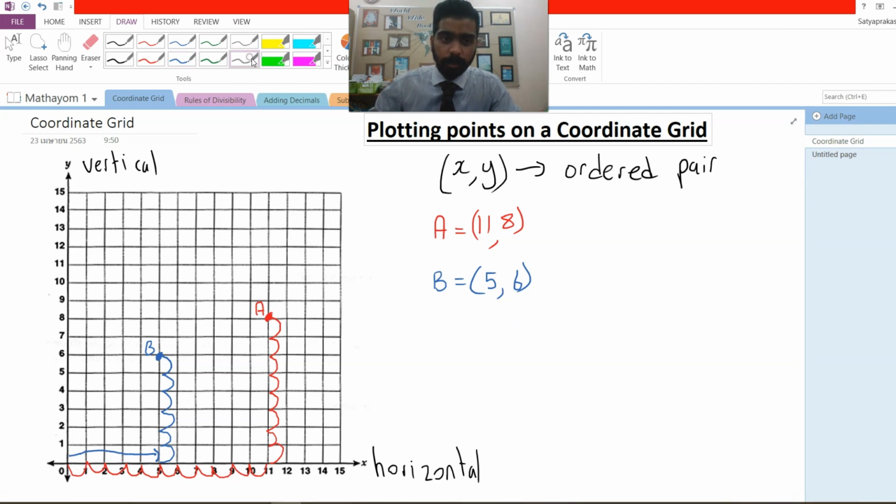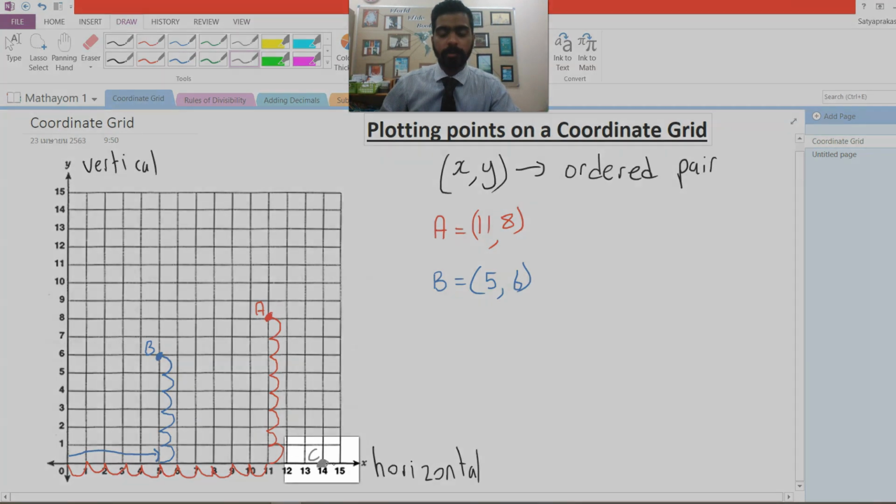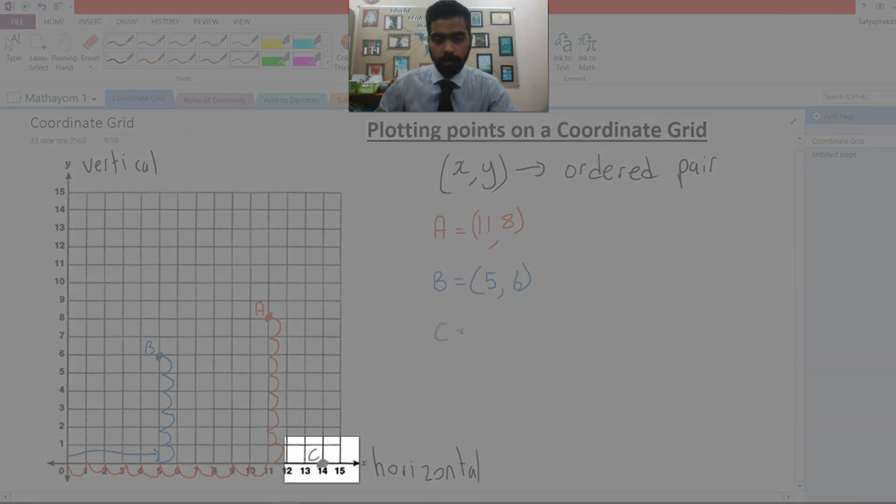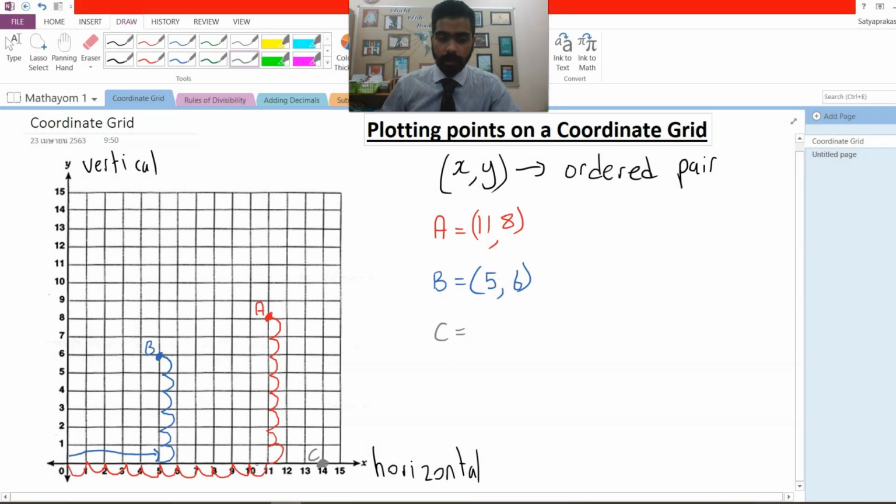Now, let me give you one more example in which I have a point right here, and I name it point C. Now, if you take a look at this, point C on the x-axis is exactly at 14. But when it comes to the y-axis, we see that point C is not going vertically up at all. Therefore, the y-axis would be 0. Hence, the ordered pair for point C would be 14 and 0.